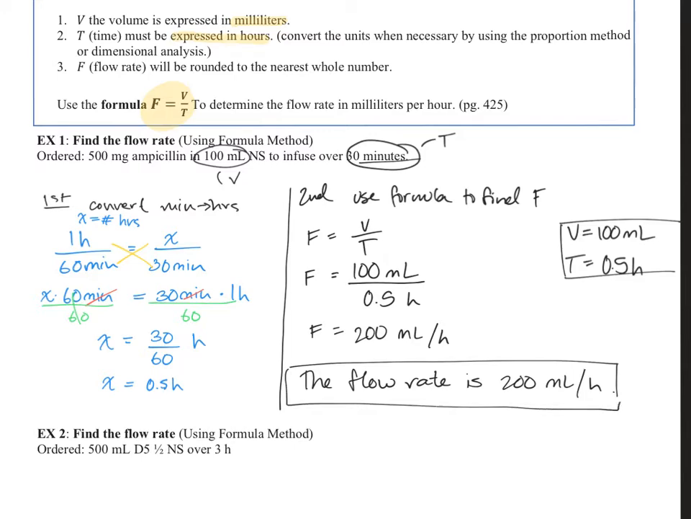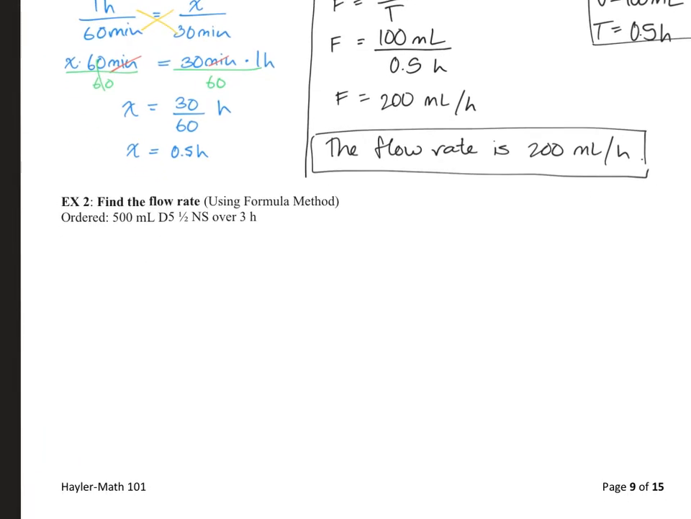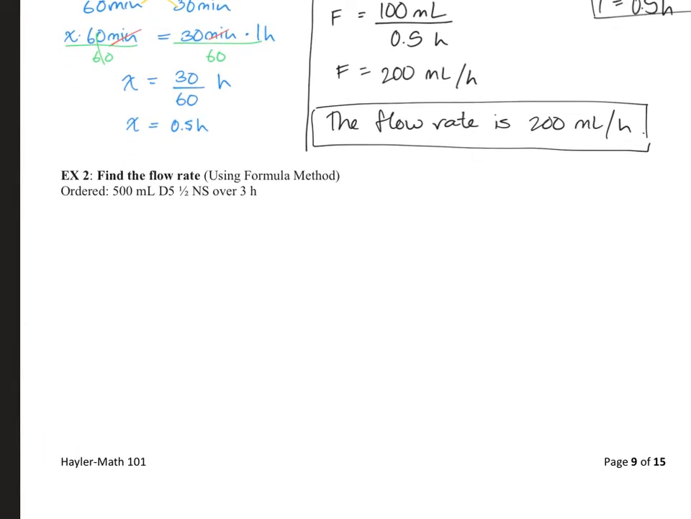Let's look at the next example. So example 2. Find the flow rate using the formula method. So we have ordered 500 milliliters of dextrose 5%, half normal saline, over 3 hours. As always, let's check the units. We need our volume to be in milliliters. Is our volume in milliliters? Yes, it is. Awesome. Don't need to change that.